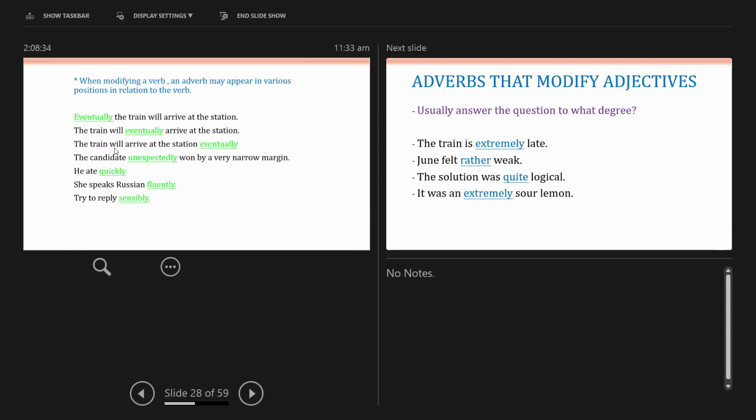When modifying a verb, an adverb may appear in various positions in relation to the verb. So, we're going to use the word eventually in 3 different sentences, 3 different positions. So the first one, it's positioned in the beginning of the sentence. Eventually, the train will arrive at the station. Pwede rin naman, the train will eventually arrive at the station. And lastly, you can put it in the end of the sentence. The train will arrive at the station eventually. Got it?